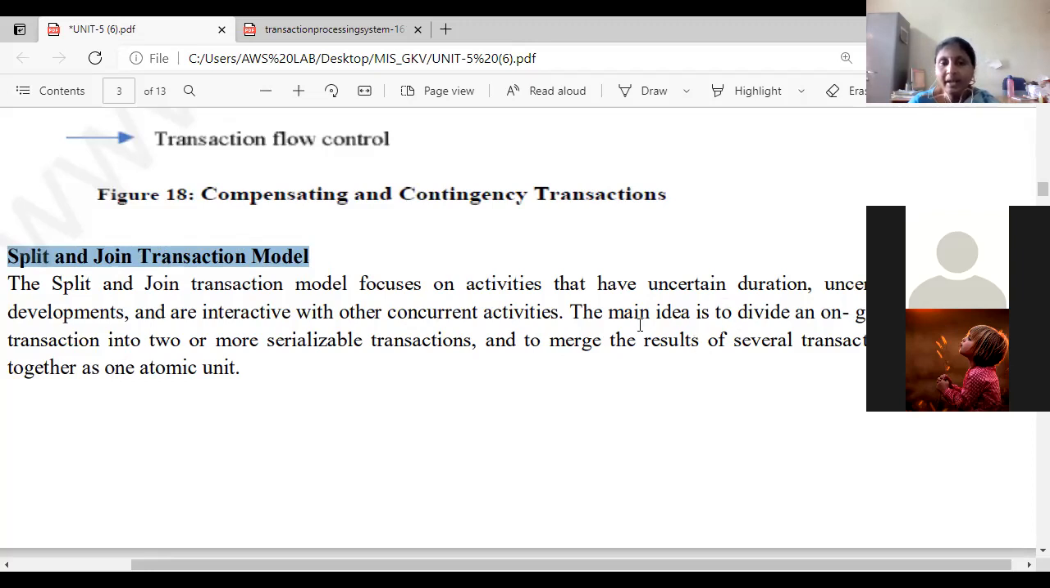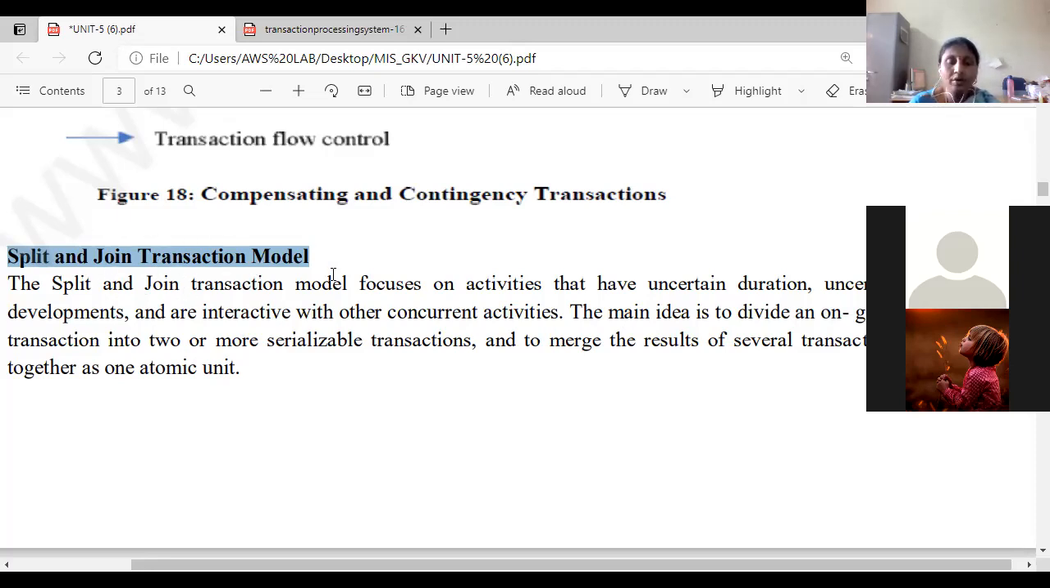So here, the main idea is this: if you want to divide an ongoing transaction into two or more serializable transactions, or whenever you want to match the results of several transactions together as one atomic unit, then we will use split and join transactions.